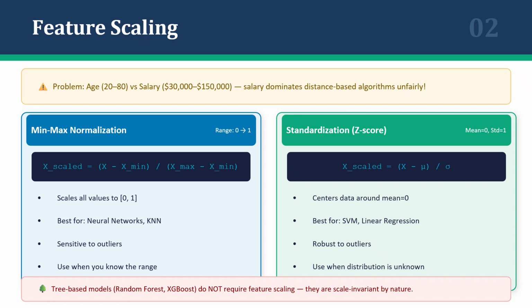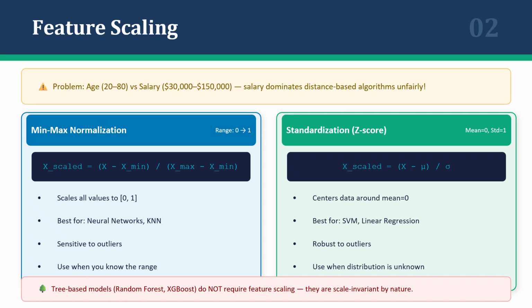The second method is standardization, also known as z-score. The formula for standardization is (x minus mean) divided by standard deviation. For example, if age is equal to 30, the mean is 45 and the standard deviation is 50, we will get around minus 1.0. The result is mean equal to 0 and standard deviation equal to 1. So it handles outliers better.